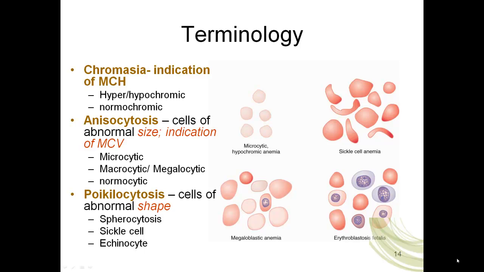Again, chromasia, color, the amount of hemoglobin in a single red blood cell. Anisocytosis refers to abnormal size of a red blood cell. Is it microcytic or macrocytic? And poikilocytosis refers to its abnormal shape. Instead of being a biconcave disc-like structure, the cell looks like it's a half moon, or perfectly round, or has spines on it, just to name a few.